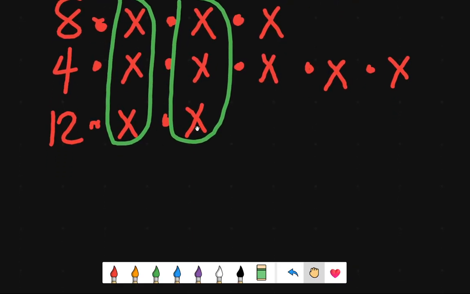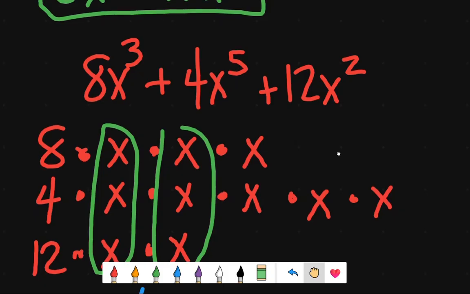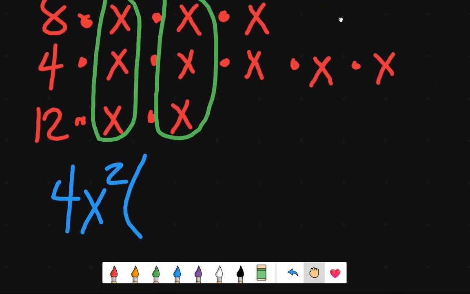So remember, we have to use those 2 x's now as x to the 2nd power. So when we factor out, it's actually going to be 4x to the 2nd power to start with. Okay, put your parentheses. And what do we multiply 4x to the 2nd power by to get 8x cubed? Well, we have to multiply it times 2x. All right, what do we multiply 4x to the 2nd power by to get 4x to the 5th power? Well, we have to multiply that times x to the 3rd power, right?